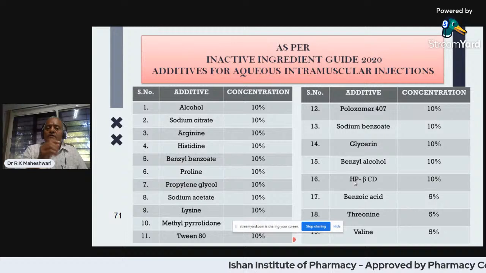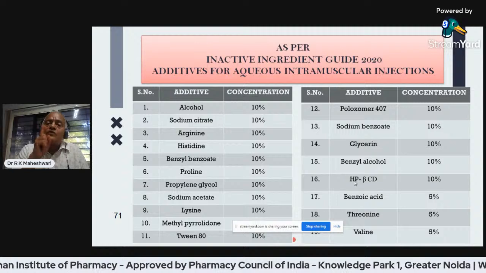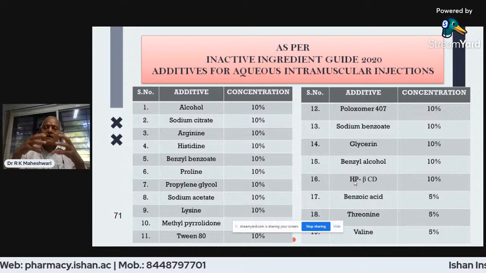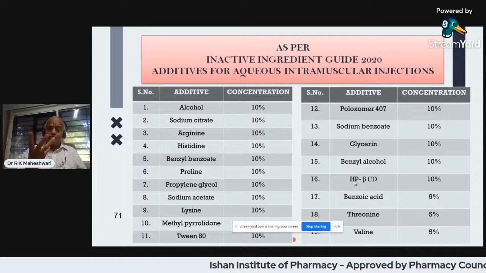Now, mixed hydrotropy can solve the problem, and this can be used to make marketable formulations. For example, suppose you have water insoluble drugs, and you have to make them into intramuscular aqueous injections in the form of solutions. So what should you do? You should employ mixed hydrotropy.